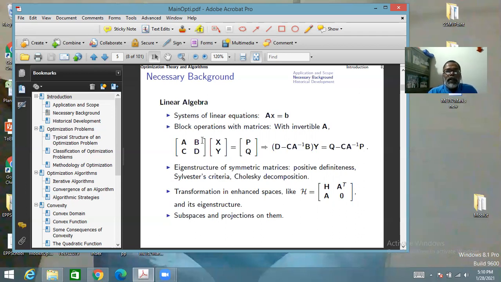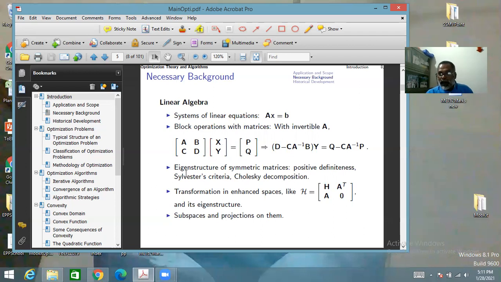Then quite often in following the analysis, we will need block operations with matrices. For example, for this assembled matrix vector equation or matrix equation, you should be able to follow this kind of implications, that this means this with invertible A. Okay, so this is block operations. Then you should have an understanding of the eigenstructure of symmetric matrices.